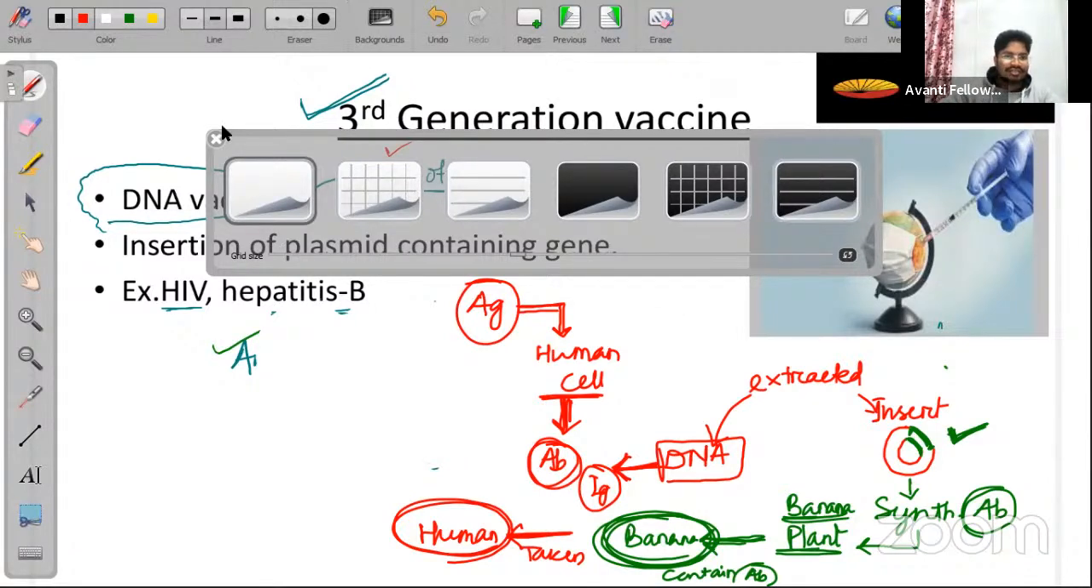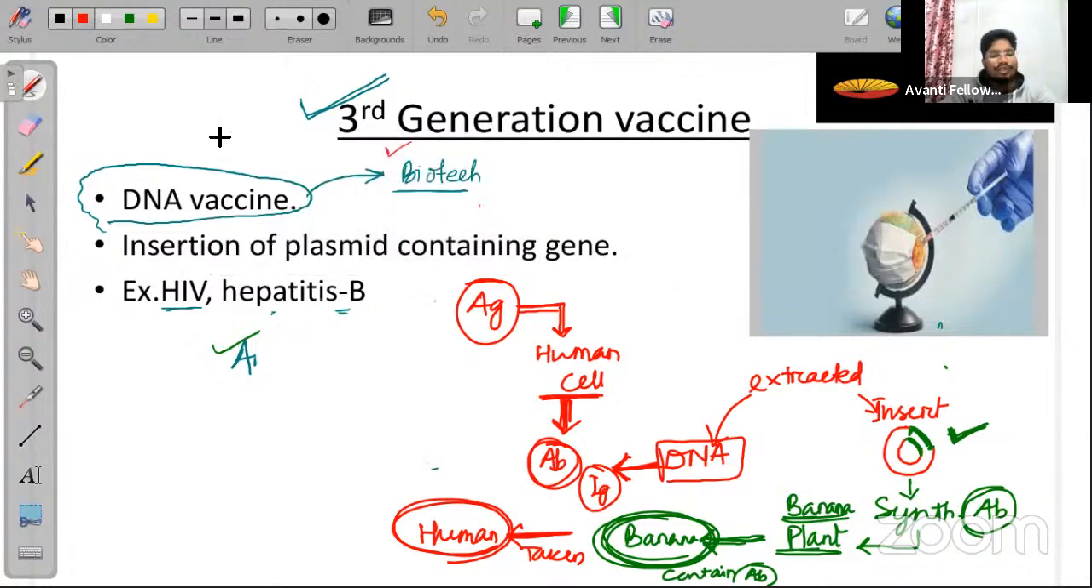This is your third generation of vaccine, right? So I hope you understand the concept. Take a screenshot of this one, then I'll go to the next slide. Thank you. Take a screenshot of this particular slide.